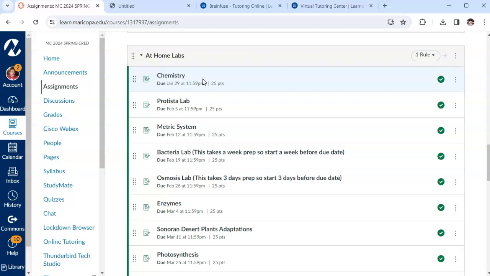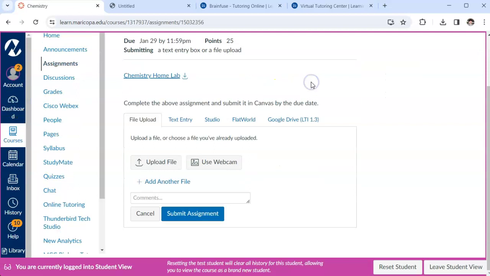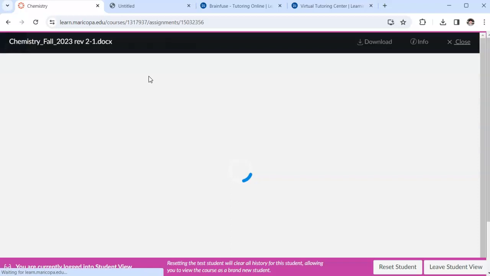First lab is due January 29th. It's the chemistry lab. So let's go to student view so we can see this. So we'll do start assignment. And so you're going to open this, right? Download the chemistry lab. It's in a Word doc. All the labs are in Word docs.